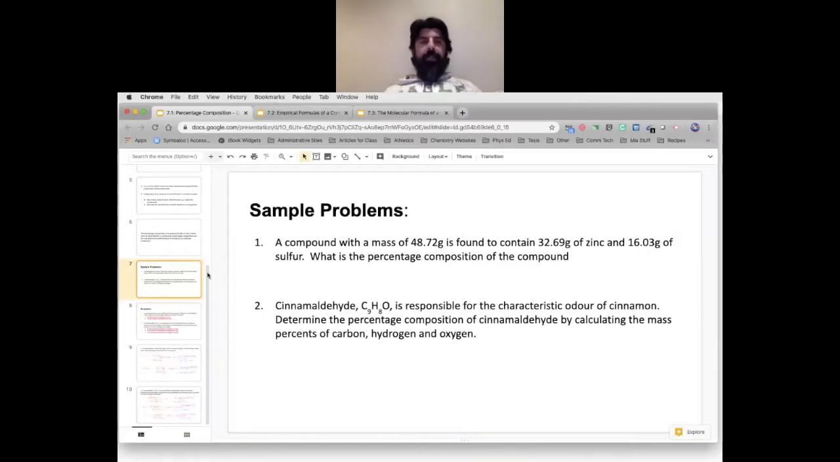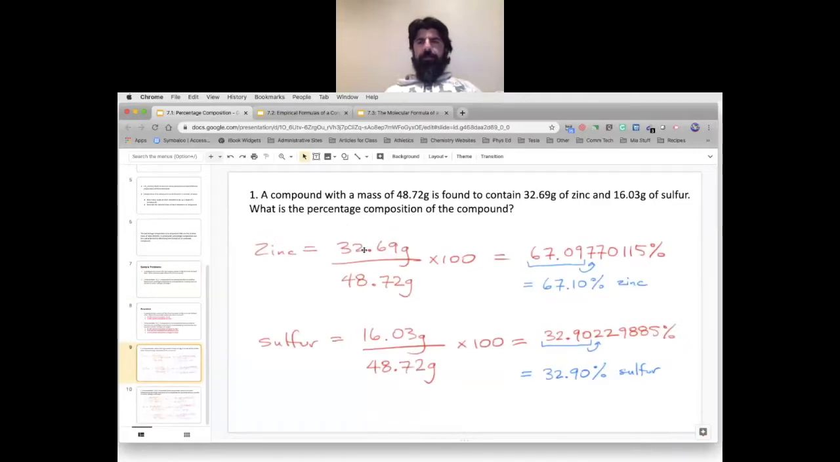So let's look at each sample problem first. Okay, so here we have the first sample problem. A compound with a mass of 48.72 grams is found to contain 32.69 grams of zinc and 16.03 grams of sulfur. What is the percent composition of the compound?